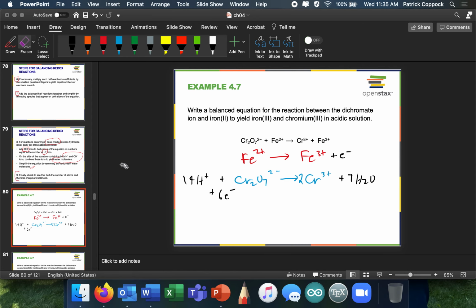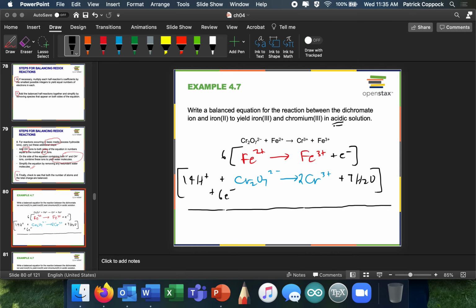So these are balanced. Now what I have to do is make sure that when I add these 2 reactions together, the electrons disappear, right? Because the electrons are just for an accounting issue. So I'm going to have to multiply this one by 6. Can you see that? Watch, I'm going to add the reactions together now, and you'll see that everything's good. This was done in acidic media, so I'm going to have some acid left over, okay?